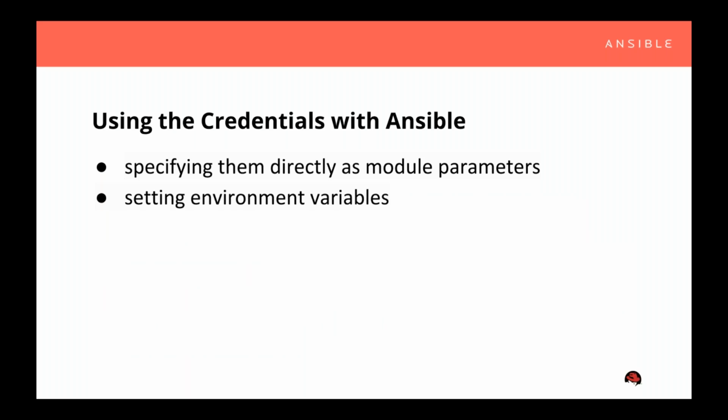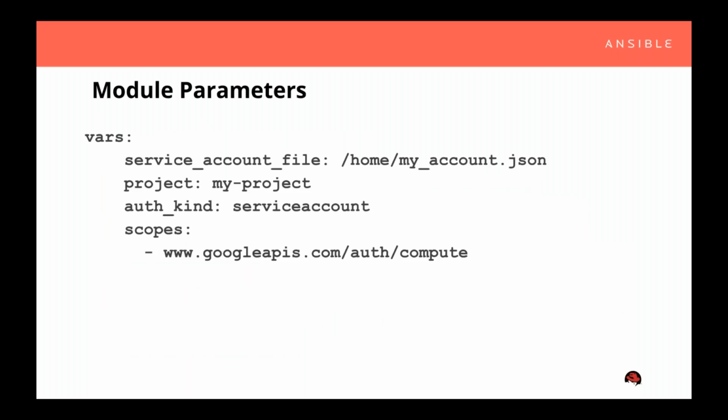So there's two ways you can use the credentials within Ansible. You can specify them directly as module parameters, or you can set them up as environmental variables. If you want to do them as module parameters, if you guys have launched into AWS before or Azure or anything like that from the command line, it'd be pretty similar.